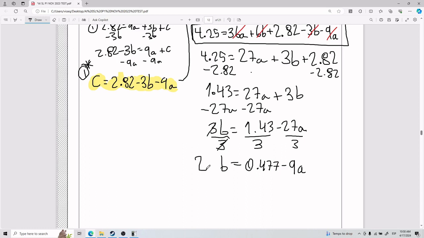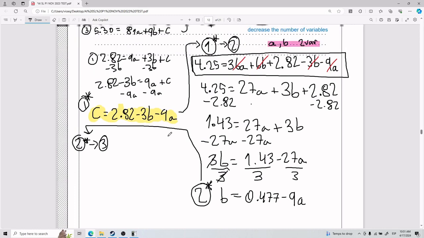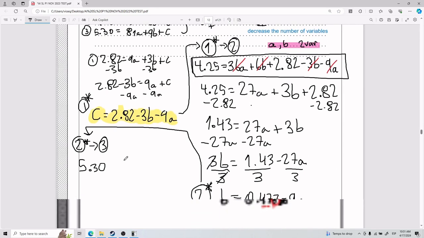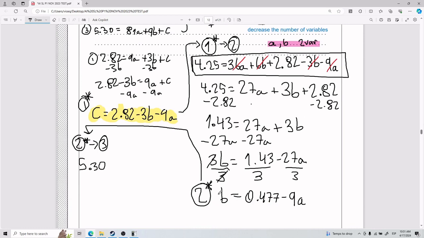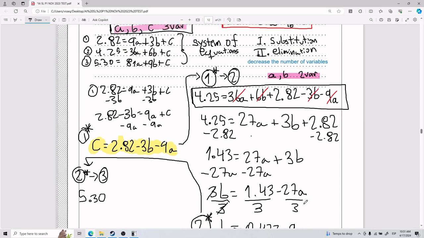I'm going to call this 2*. And now with 2*, I'm going to plug it into number 3. So 2* is going to enter the third one that is untouched, which is 5.30. Oh, wait, actually, give me a second. This is my value for B.